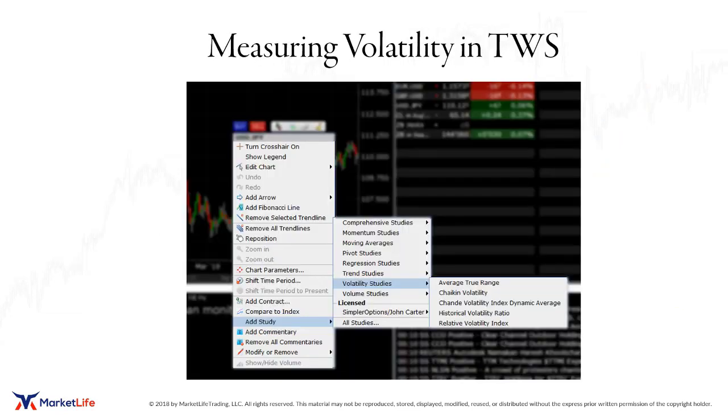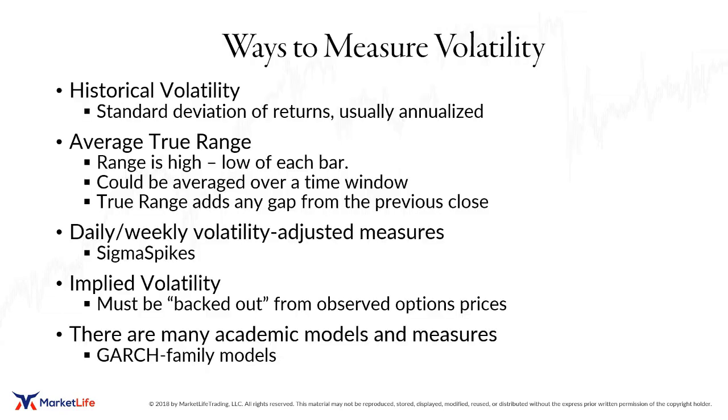So I'll show you here in Trader Workstation. Here's where you can find the volatility studies: add study, volatility study, and then you have a number of those that you can apply to the chart and play with and see what they will show you as you change different parameters. Let's look at some specific ways to measure volatility. Historical volatility. This is basically that academic definition that I mentioned, standard deviation of returns. It's usually annualized. So you get a percent number that would apply to price movement over the coming year.